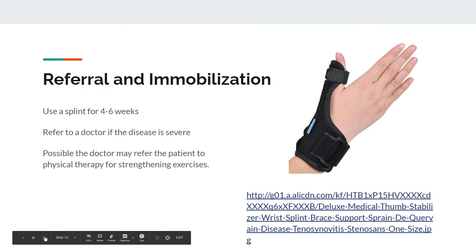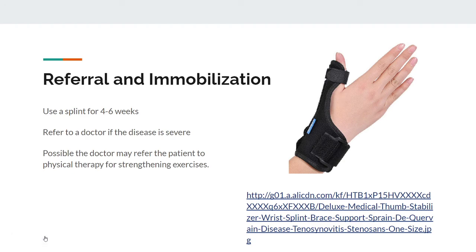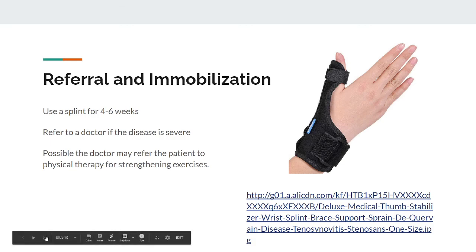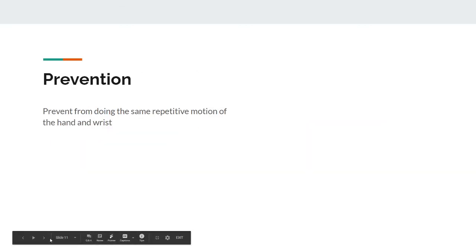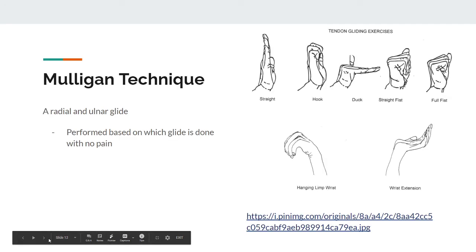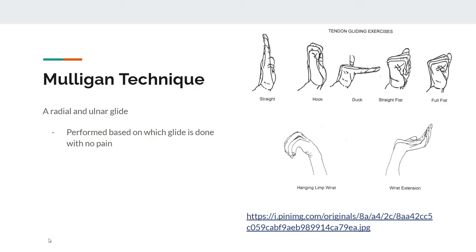Referral and immobilization: splint for 4 to 6 weeks. Refer to a doctor if the disease is severe. Possibly the doctor may recommend surgery. Prevention: prevent doing the same wrist motion repeatedly. Mulligan could be a radial or ulnar glide, depending on which one has no pain.